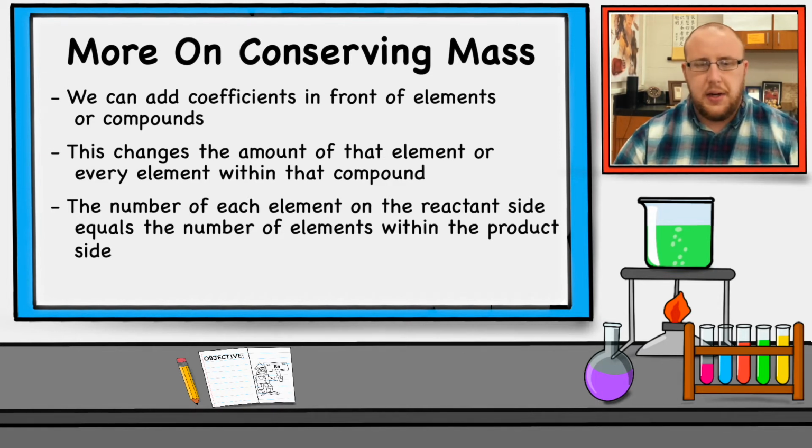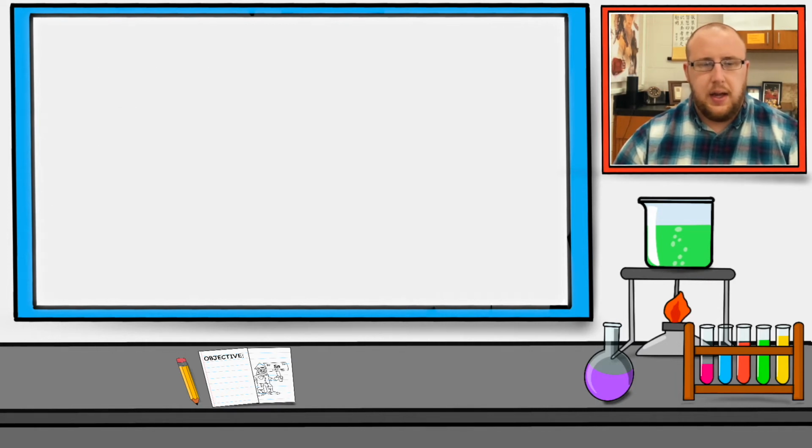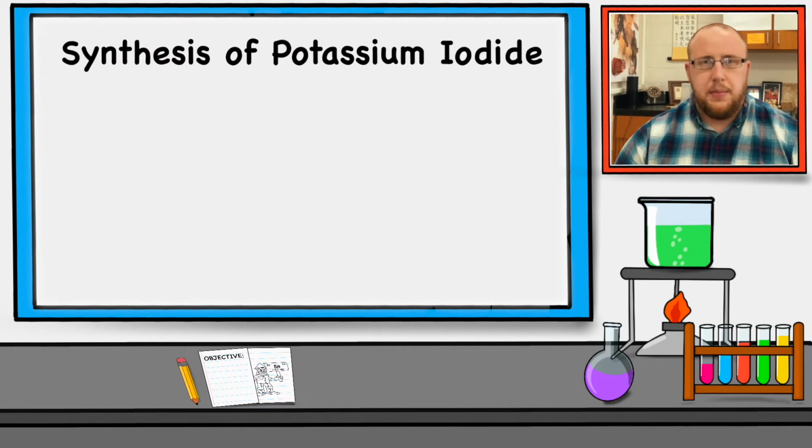So let's take a look at another equation. Let's work this out and balance it from the beginning. Okay, let's look at the synthesis of potassium iodide. Because it's a synthesis reaction, we know that it's two individual elements coming together to form a compound. So we have potassium plus iodine, so K plus I2 is going to yield potassium iodide, which is KI.